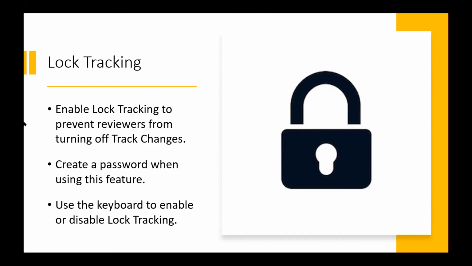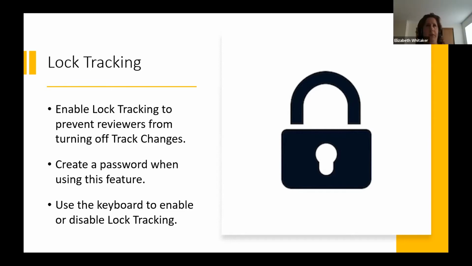All right, so I'm on the lock tracking screen. Okay, so I'm just going to talk through this one, and if you guys do want to see it, I'll go ahead and share it here in just a second, just to show you real quick. So lock tracking will prevent reviewers from turning off track changes in the document. And you create a password when you use this feature. And of course, you can use the keyboard to enable or disable it.